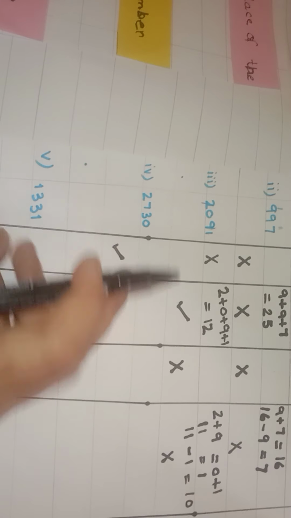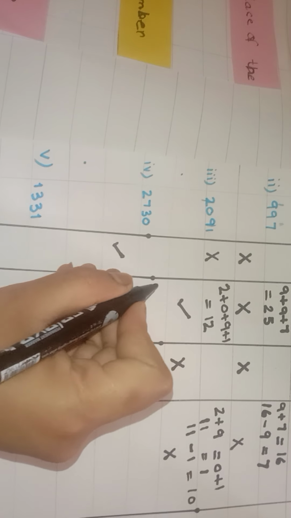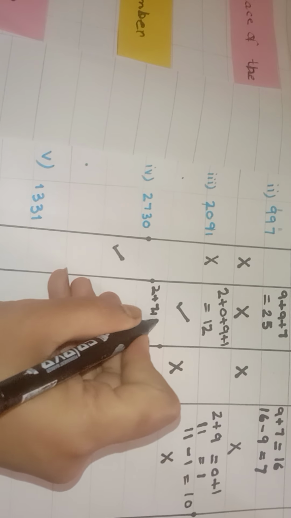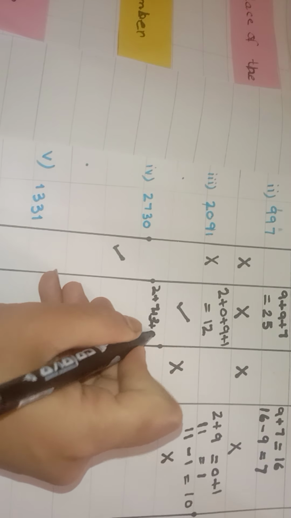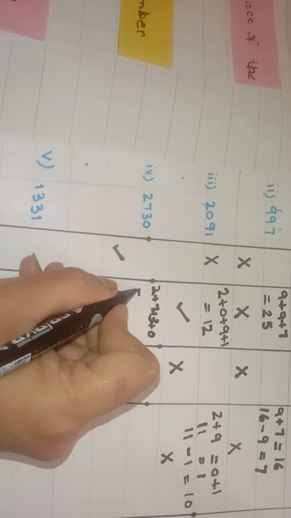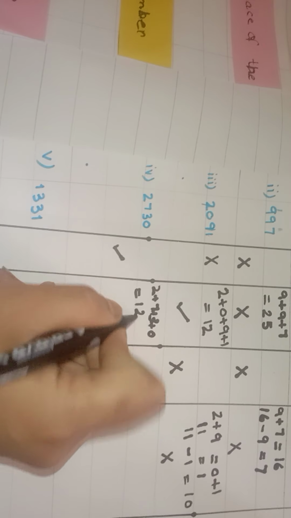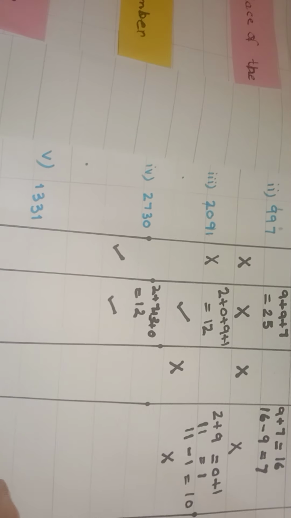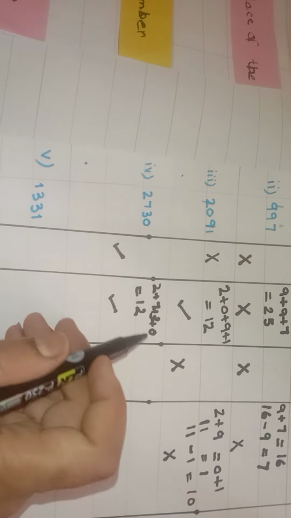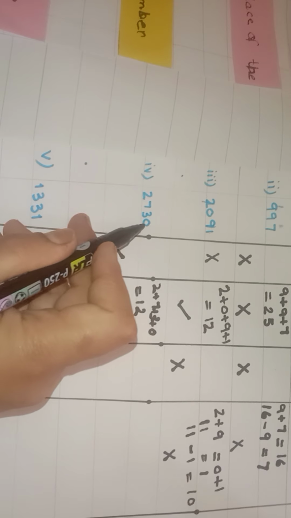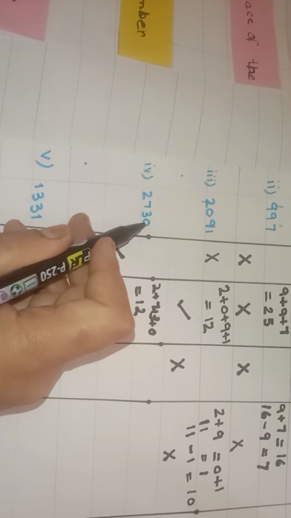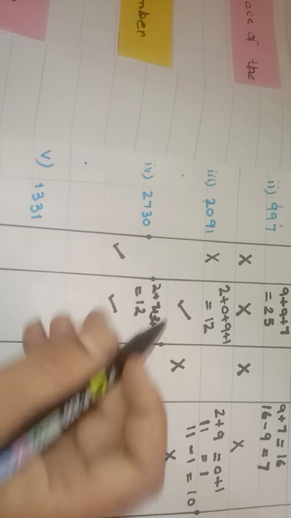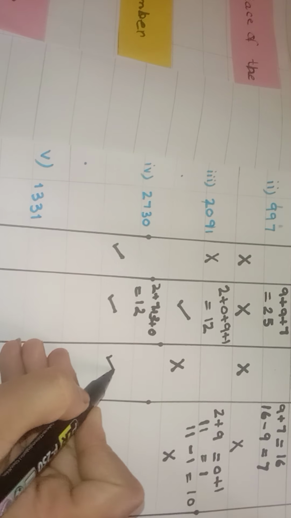Then we will find their sum. 2 plus 7 plus 3 plus 0 is equal to 12, which is a multiple of 3. It means it is also divisible by 3. For 5, the last number should be either 0 or 5. The last number at the unit place is 0, so it is also divisible by 5.